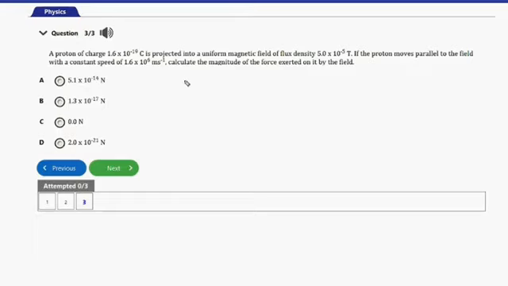So guys, if we use the formula QvB, we're just going to have the Q, which is 1.6 times 10 to the power of negative 19 times the v, which is the speed here, 1.6 times 10 to the power of 6, then times the flux density B, which is 5.0 times 10 to the power of negative 5. So guys, let's go ahead and multiply this out together. So the answer becomes 1.3 times 10 to the power of negative 17 newtons. So that is for this question. Option B is the answer to this question.